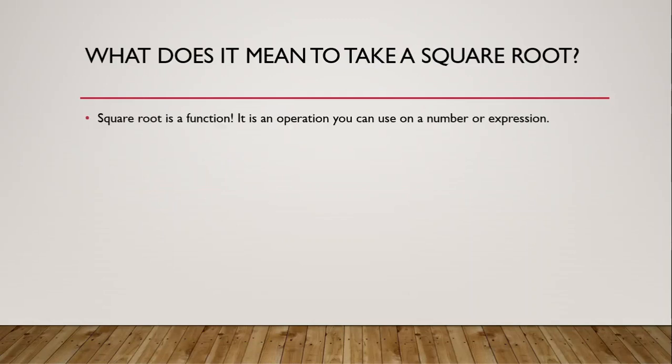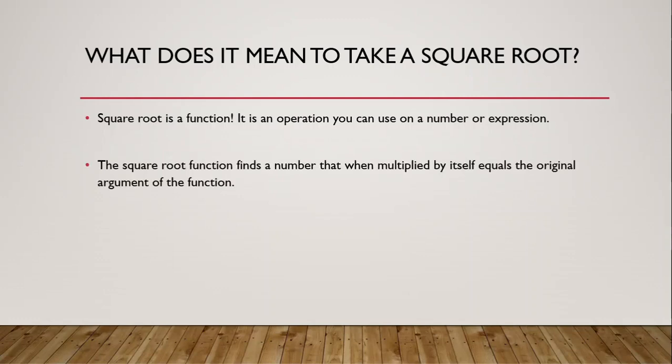A square root is a function. It's an operation that you can use on a number, or we could use it with variables. Most of the time in geometry, we are going to be using actual numbers, though, in things like the distance formula. So the square root function finds a number that, when it is multiplied by itself, equals the original argument of the function. So if I say something like the square root of 16, what that function does is find the number 4 because 4 times 4 equals 16.